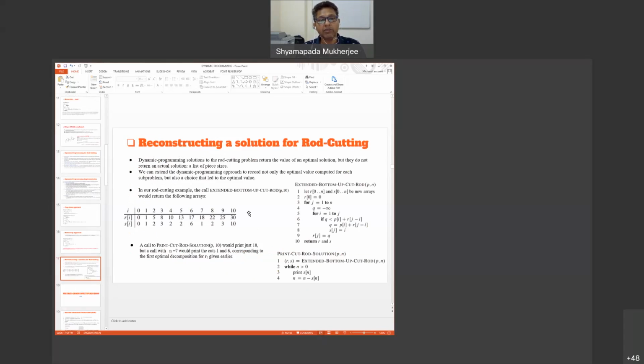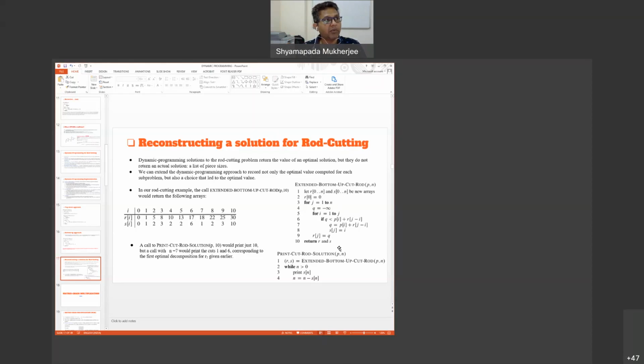We are using extended bottom up cut rod, where we are using another auxiliary storage for keeping the position of the cut, or you can say the value of i, which is giving an optimal solution to the subproblem. Here you can see we have added one particular table, that is s[j], which is storing the position of the optimal cut position i for length j. So only one more array we are using, s, which is storing the optimal cut for any length j.